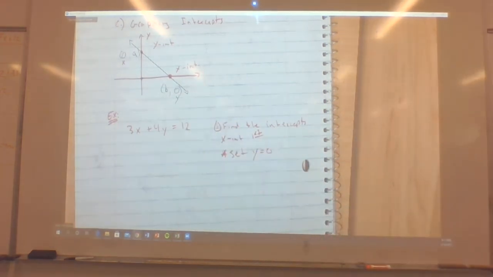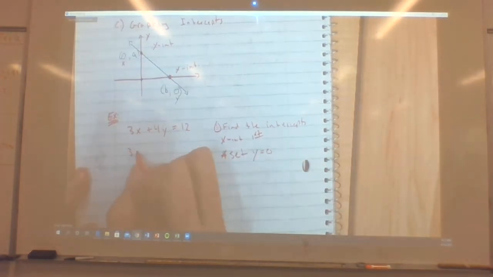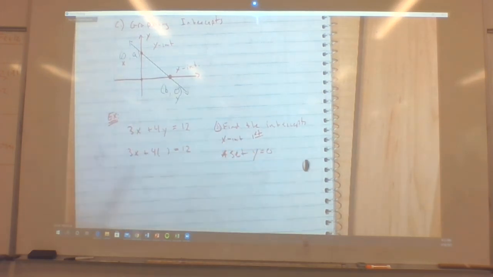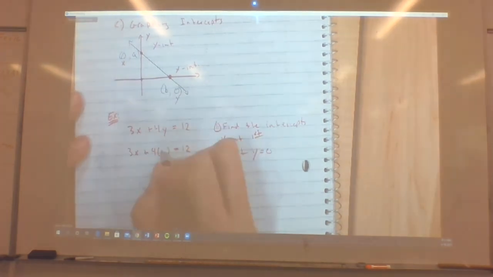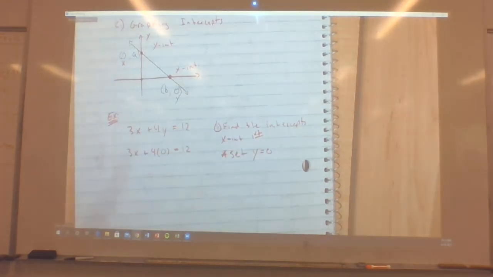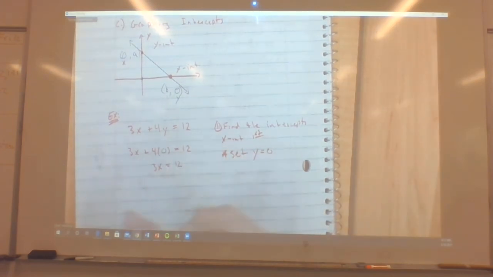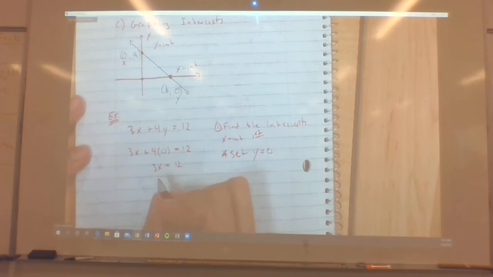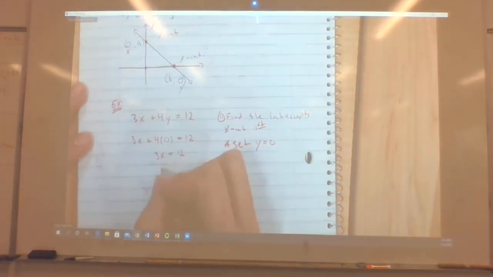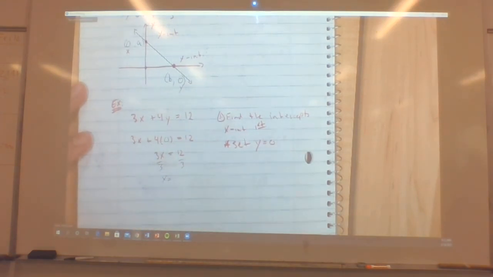Let's do that real quick. So we're going to say 3x plus 4, and I said we're going to set that equals 0, equals 12. 0 goes here. Anything times 0 is just what? 0. 3x equals 12. How do we solve for x? We divide both sides by what? By 3, right? So we get x equals 4.